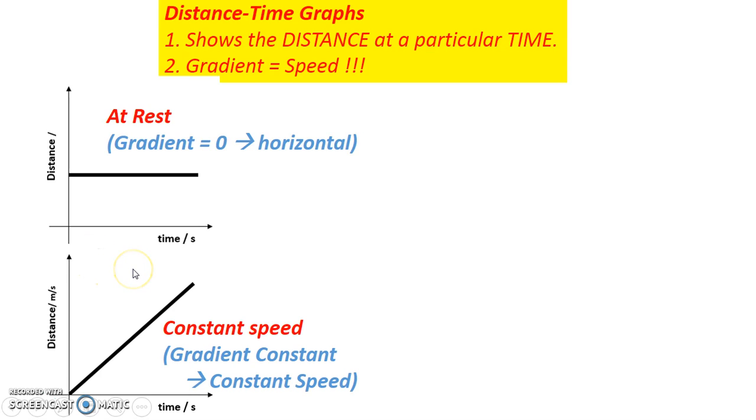Okay, second scenario here is a graph of an object moving at constant speed. How can we tell it's constant speed? Because the gradient, you see, the gradient is always constant. So that's why it's moving at constant speed.